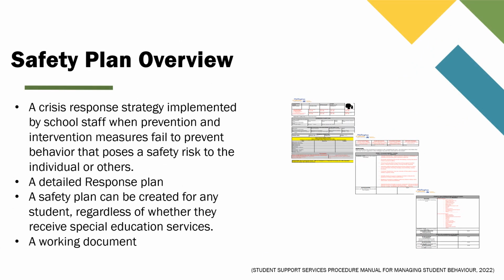The last plan we will review is the safety plan, a plan that focuses on reducing or avoiding unsafe behavior. A safety plan is a crisis response strategy implemented by a school team when prevention and intervention measures fail to prevent behavior that poses a safety risk. This plan can be created for any student regardless of whether they receive special education services. Like a BSIP and a BSP, the safety plan is a working document and is continuously updated to address the student's needs. Therefore, it should be reviewed on an ongoing basis.